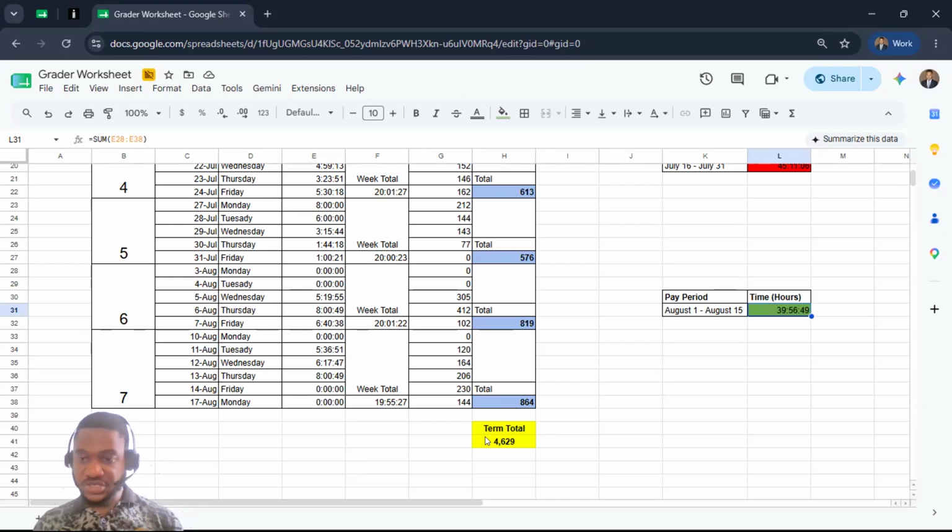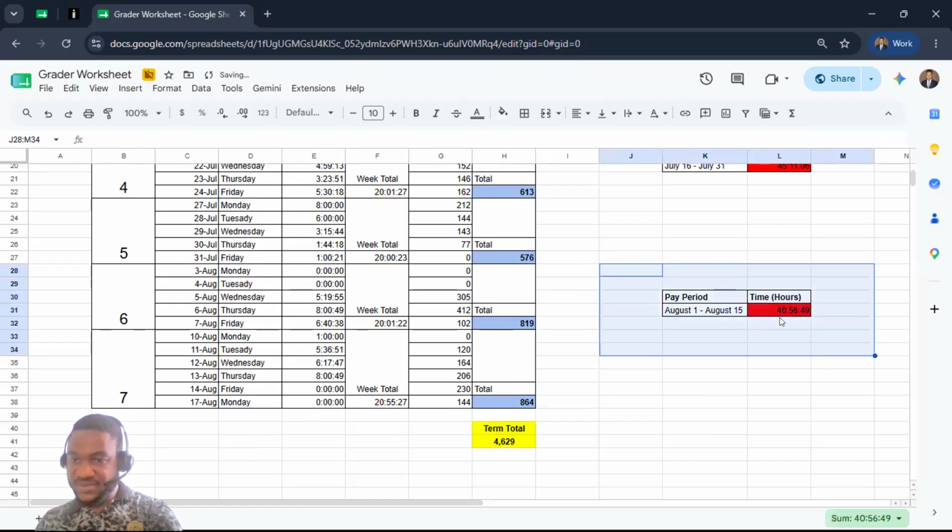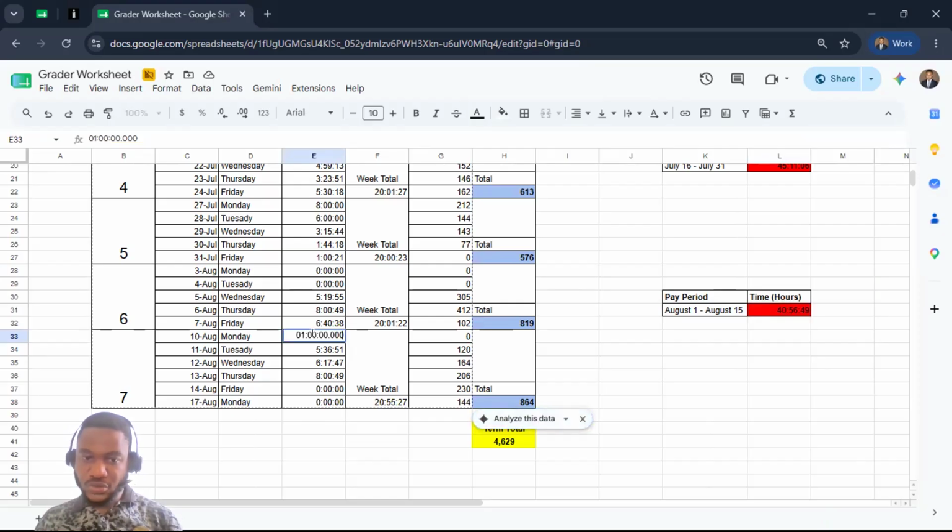And then let's just test this. You see that this is green. Let me add something to increase it. Let me add one hour here. If I add 1 hour here and immediately press enter, this has turned to red. That is because I've gone above what I'm supposed to do. But then let me return it, so it should change back to green.